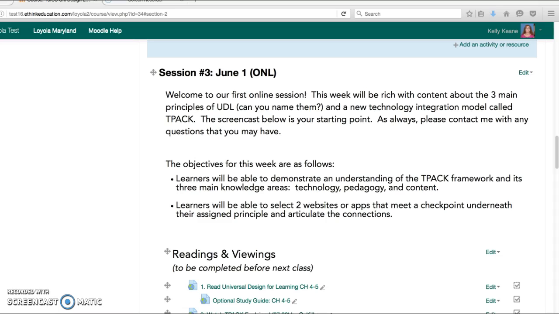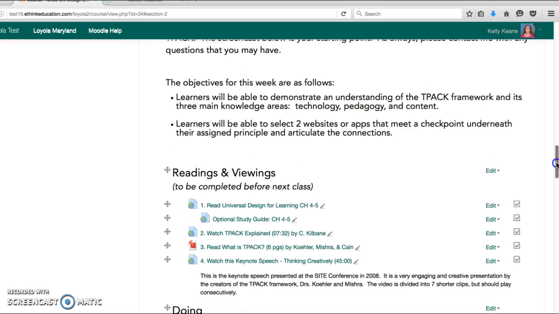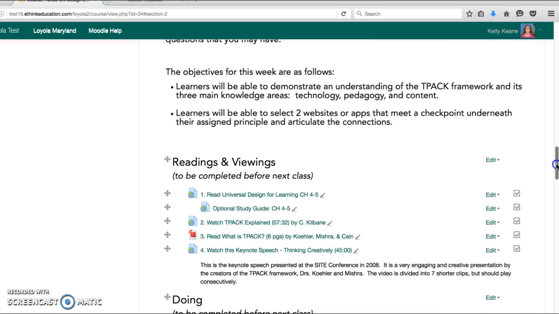model. It's called TPAC, and it stands for Technology, Pedagogy, and Content Knowledge. And there's a couple of readings and a video that will help you understand what it is. It's another technology integration model, like I said, similar to SAMR, but one that I find works really well when you're really designing the lesson from the beginning. So the objectives for this week are written here. And you're also going to be selecting two websites or apps that meet any of the checkpoints underneath your assigned principle, and I'll talk about what that means in a minute.